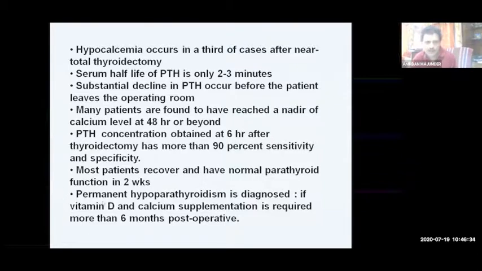Now, permanent hypoparathyroidism is diagnosed if the patient is taking replacement therapy or supplementation of vitamin D and calcium for more than 6 months. Otherwise, most cases reverse within a 2 week period of time, and some of the patients require longer vitamin D and calcium supplementation, up to 6 months.